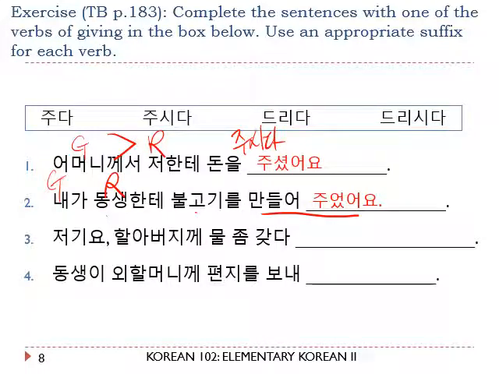So the giver is I, the recipient is 동생. And roughly they are equal in terms of social hierarchy. They are brothers or sisters. Okay? So 주다 is the most appropriate form.